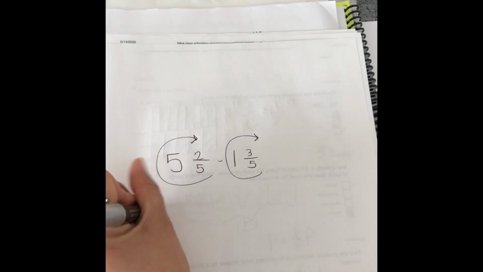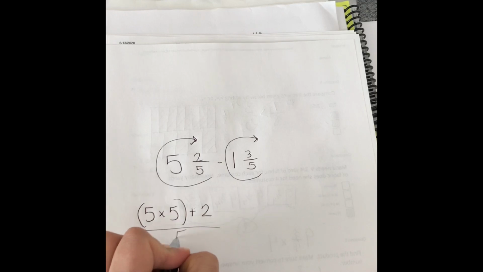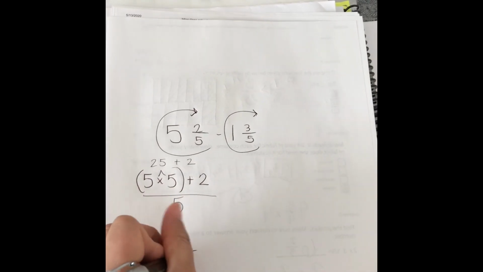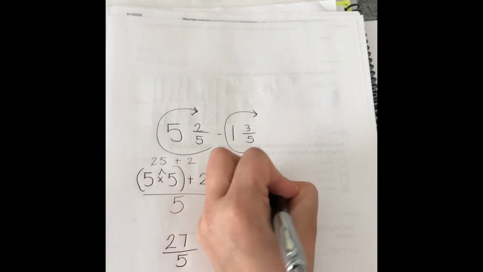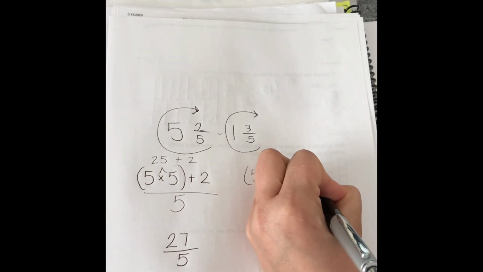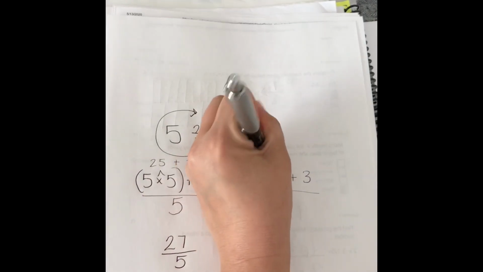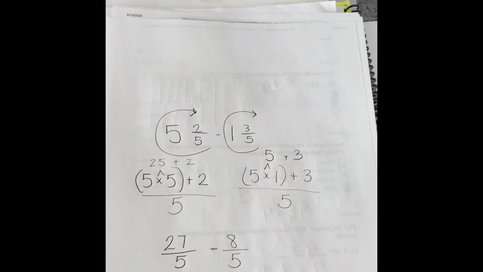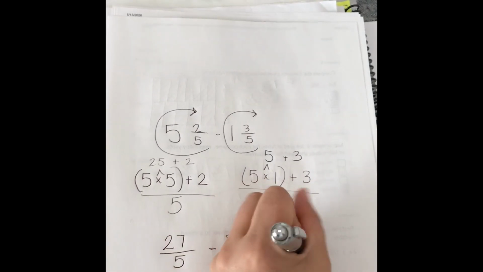So I would multiply my denominator by my whole number and add my numerator. My denominator stays the same. So 5 times 5 is 25, plus 2 is 27/5. Let's go over here and do this other one. So we're going to do our denominator by our whole number, plus 3, and our denominator stays the same. 5 times 1 is 5, plus 3 is 8. So our new equation is 27/5 minus 8/5. And when you subtract them, you get 19/5.